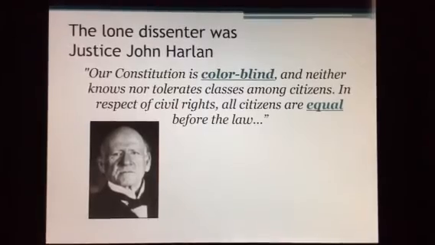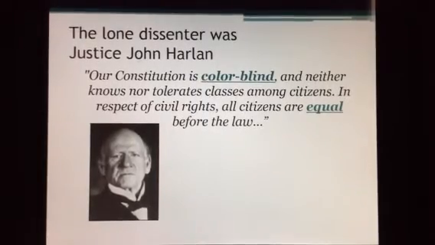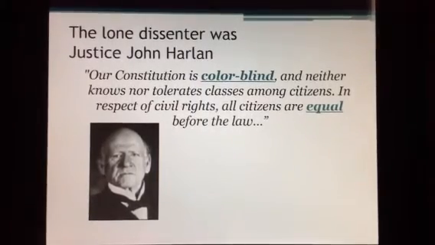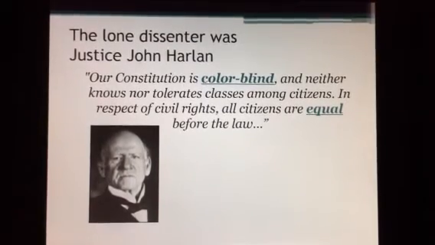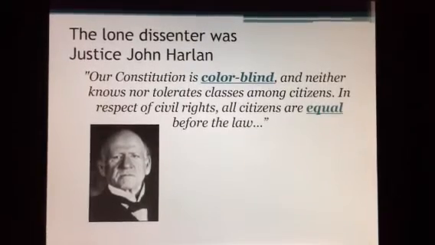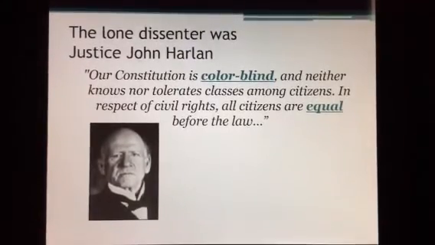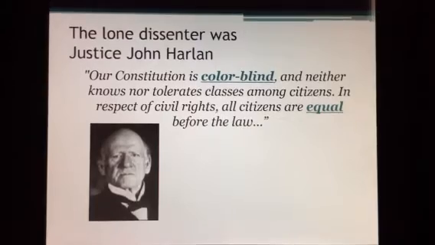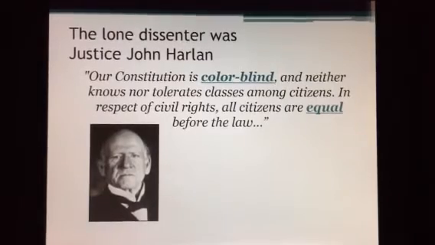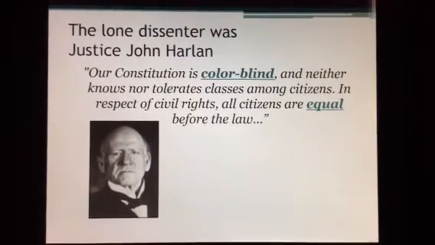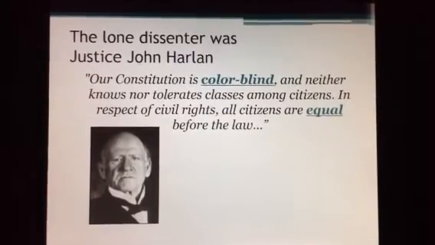The lone dissenter was Justice John Harlan, a visionary, I guess, on the court in 1896, because he wrote this in his minority opinion. Our Constitution is colorblind and neither knows nor tolerates classes among citizens. In respect of civil rights, all citizens are equal before the law.